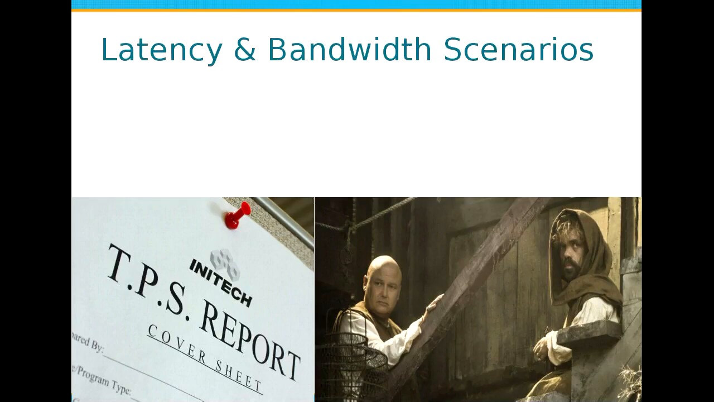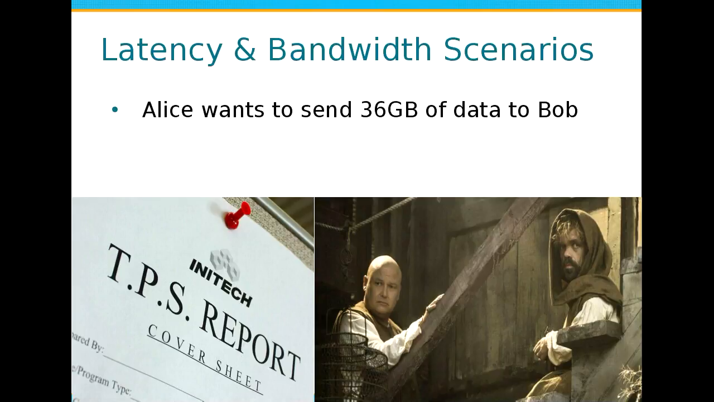So let's have a look at some quick scenarios that might explain it. Alice wants to send 36 gig of data to Bob. And it might be all the Game of Thrones episodes, or it might be TPS reports. We don't know. But there's different scenarios here that you would use high bandwidth versus low latency in different ways. So let's talk about that.